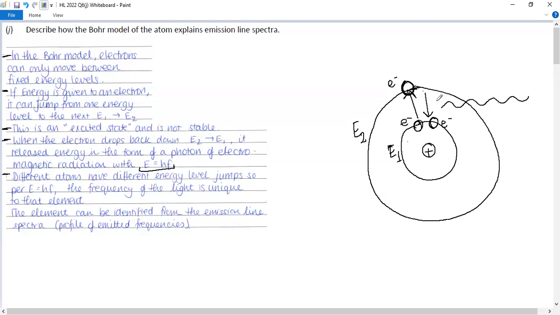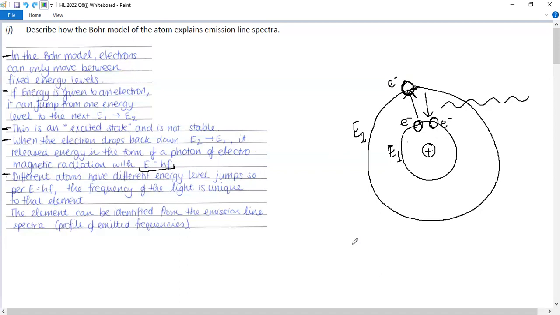And I know that there's a few of these jumps. I'm only talking here about one jump. But elements will have several energy levels going on and on. And there'll be jumps happening all over. There'll be things going up and down from all different levels. So you'll have a whole series of these photons come out.